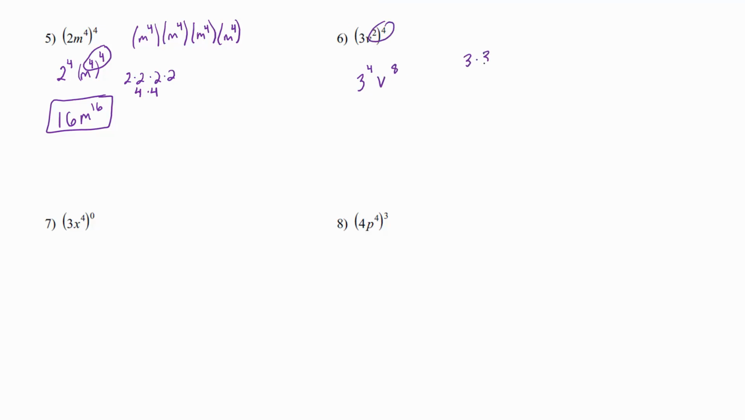So let's figure out what is 3 times 3 times 3 times 3. That would be 9 times 9, which is 81. So 81 v to the 8th.